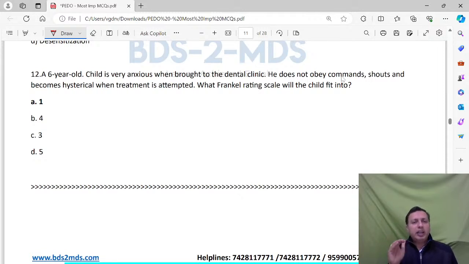Now, here the child is not cooperating and he is not sitting on the dental chair to get the dental treatment done, and he is behaving rudely. So, in this case, the child needs to be treated under general anesthesia, and that comes under definitely negative, that is stage 1. Okay, so the option is A, that is 1, that is definitely negative.